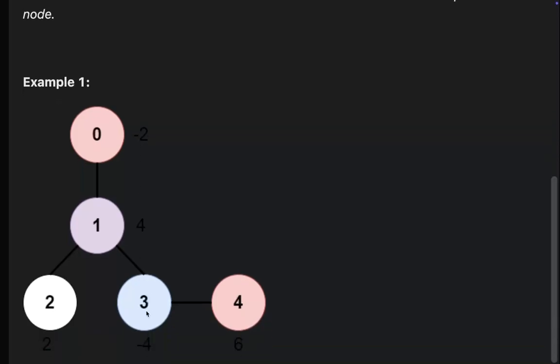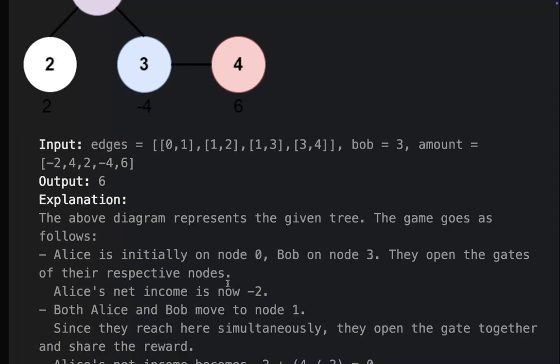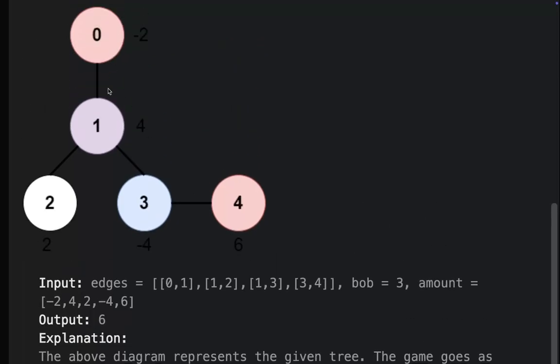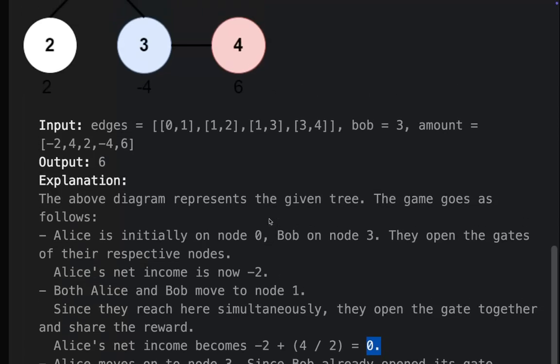But in this path, Bob can be there and Bob will get the amount or pay the money, whatever the case. So Alice here and Bob here. Bob will pay this amount. Alice will pay this amount. So Alice's net amount is minus 2. Then Bob reaches this, Alice also reaches this. So this node is reached by Alice and Bob both, so they will both get half the money. So 4 by 2 is 2. So 2 minus 2, the total Alice has is 0.